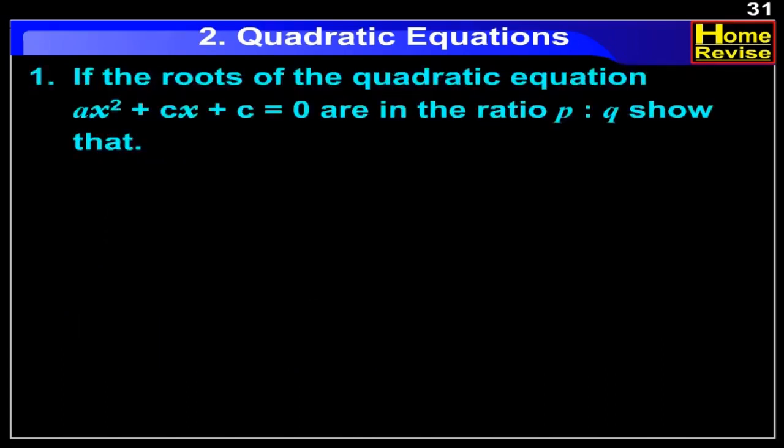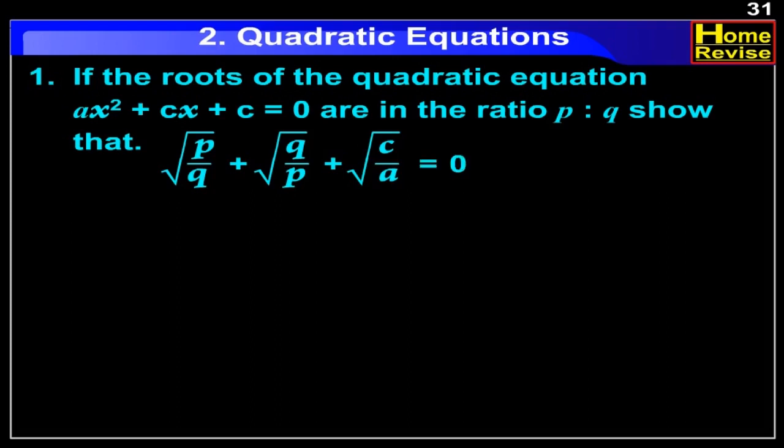If the roots of quadratic equation ax square plus bx plus c is equal to 0 are in the ratio p is to q, show that root p upon q plus root q upon p plus root c upon a is equal to 0.